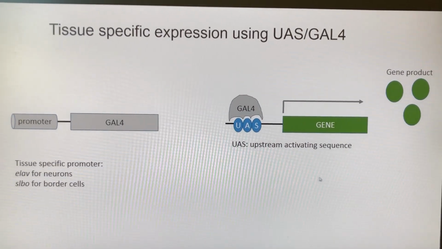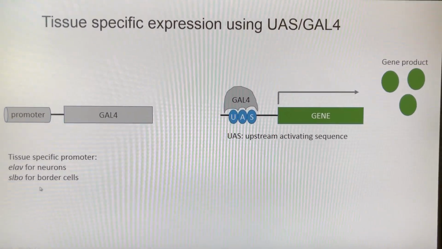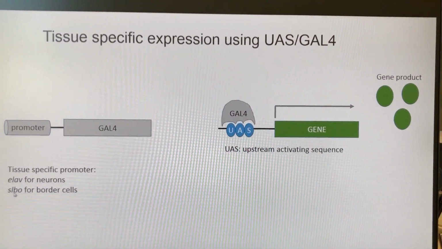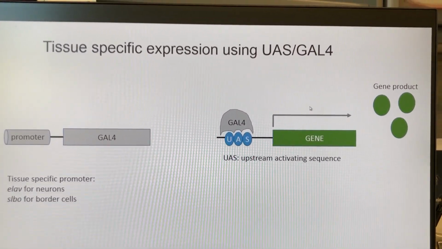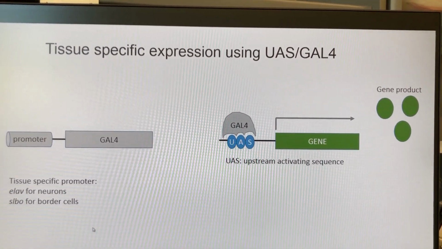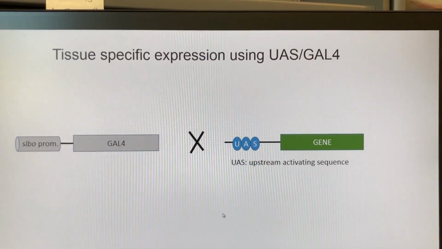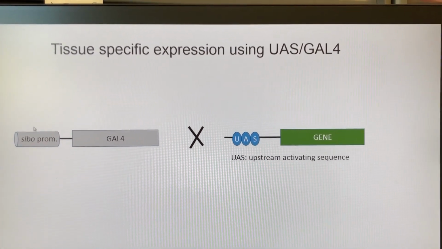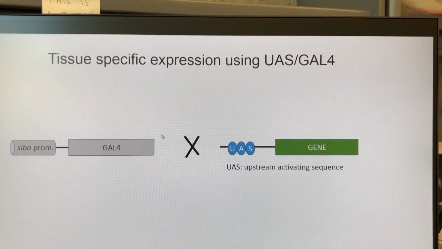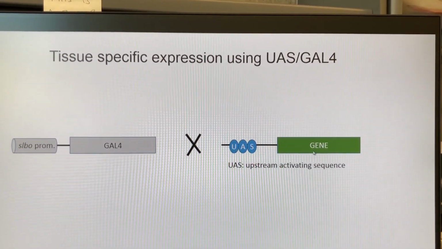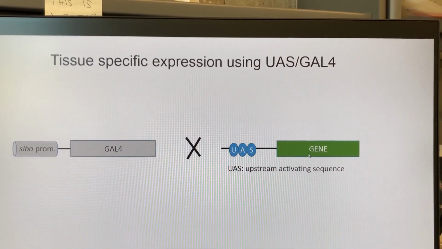only in muscle cells. So the tissue-specific promoter that they use in this paper is SLBO, which is specific for the border cells, such that you only drive gene product expression in the border cells. So what it looks like is you take a fly that has the border cell promoter driving GAL4, and you cross it to another fly, which has UAS gene product.